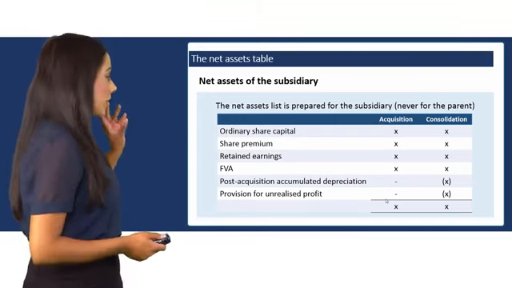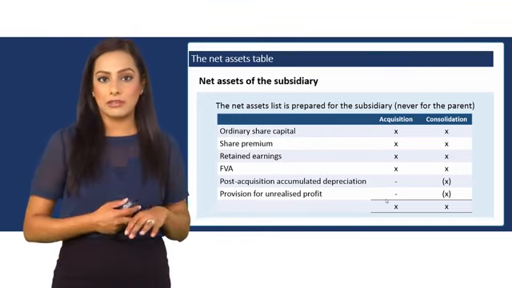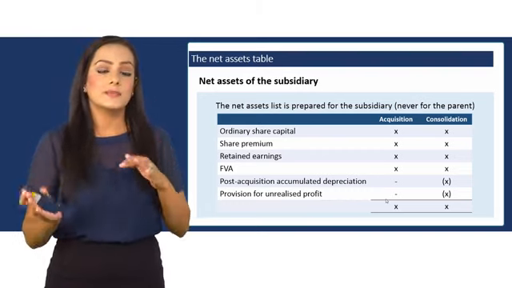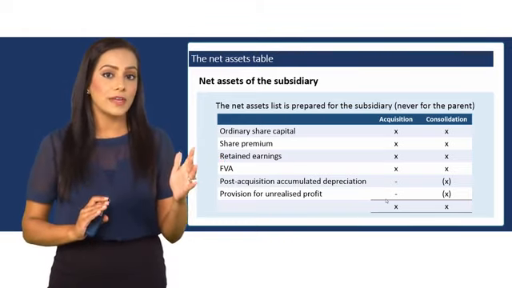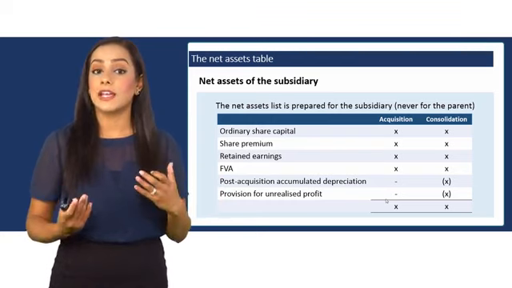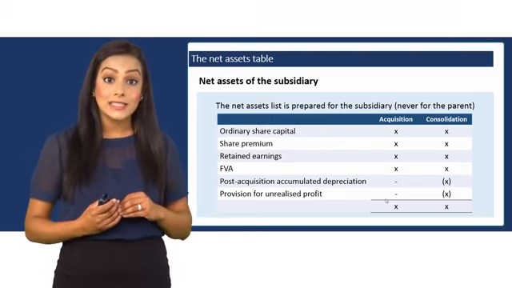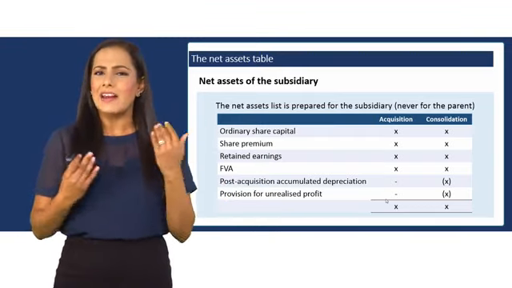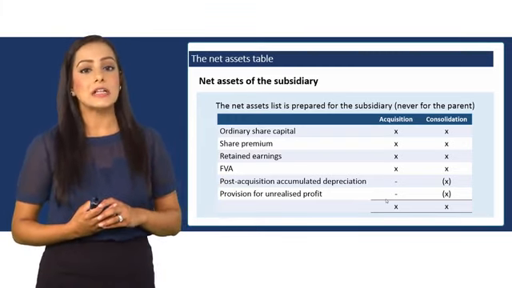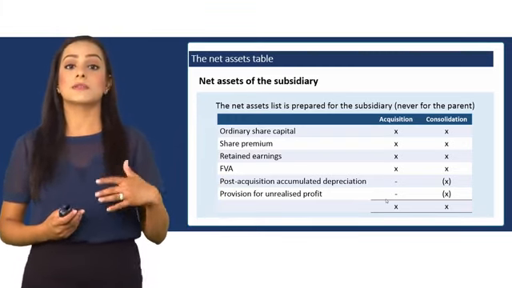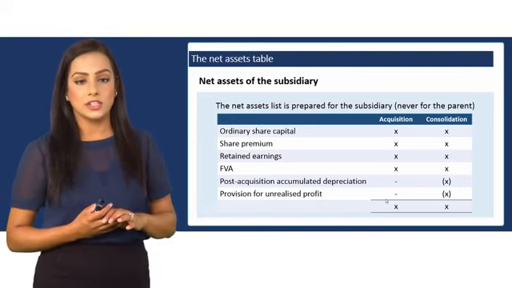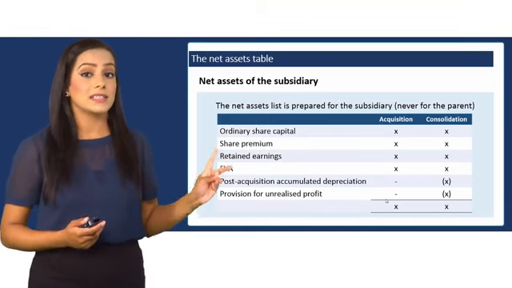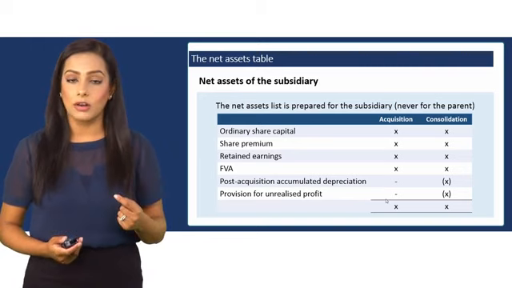And finally, for the last entry, we have a provision for unrealized profits, which can be denoted as PUP. This occurs when the subsidiary sells to the parent, making a profit. Because this is an intragroup transaction, it must be eliminated, because we pretend the parent and the subsidiary are one single entity. It doesn't make sense to sell goods to yourself and make a profit. So this profit must be eliminated by means of a PUP adjustment. Specifically, if the subsidiary sells to the parent, we must eliminate the profit in the net assets column.